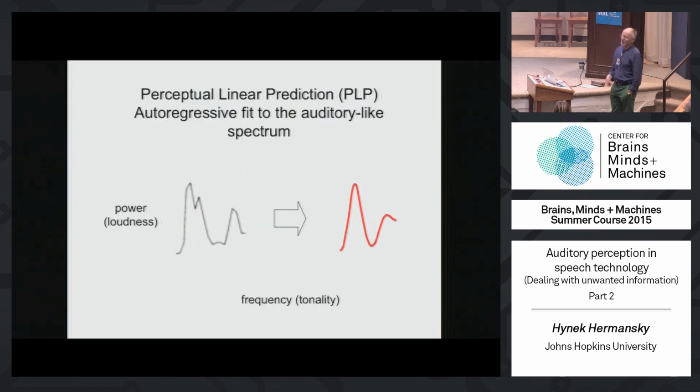And then you find some approximation to this spectrum, the auditory spectrum, saying that I don't think all these details still have to be important. I would like to have some control over how much spectral detail I want to keep in.